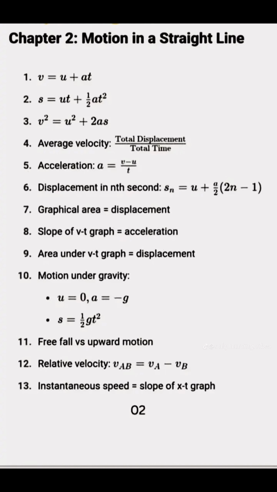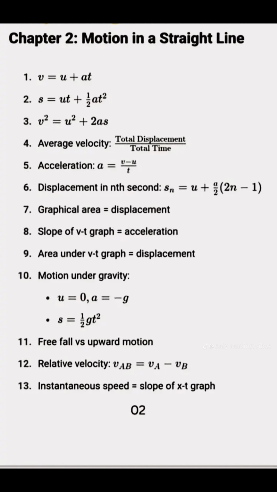Then the second equation is S is equal to Vit plus half At square. The third one is 2As is equal to Vf square minus Vi square. We can write it as V square is equal to U square plus 2As. We just changed the terms, like we can say Vf square as V square and Vi square as U square.